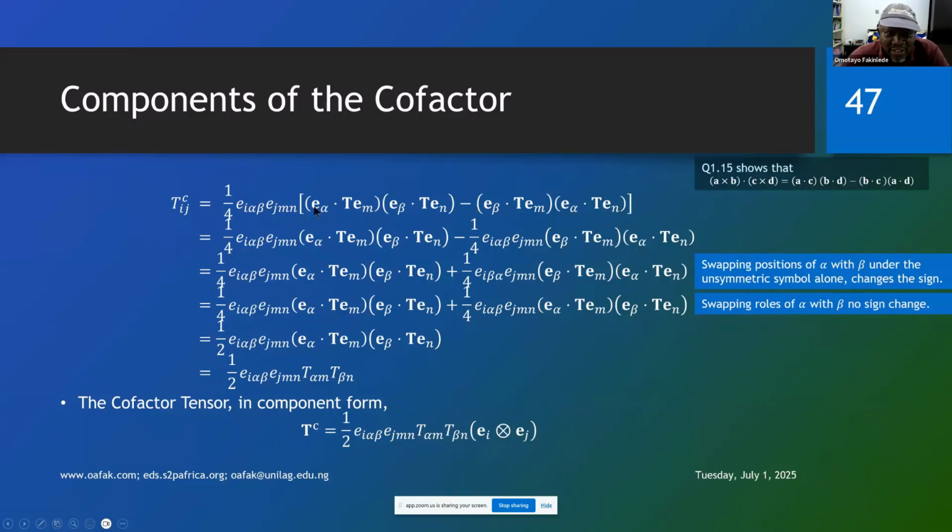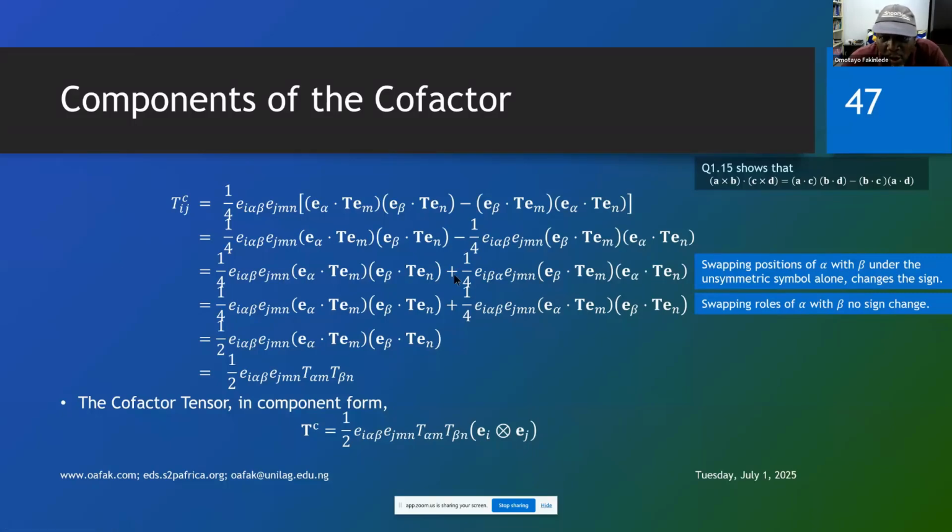what I have done here is to open this square bracket. You can see that 1/4 epsilon_{iαβ} epsilon_{jmn} is multiplying this product and it's also multiplying this product. So as it is multiplying this product, you have it here, and there's a negative here. You'll find that by the time you get to the next line, that negative just suddenly transmogrifies into a positive.